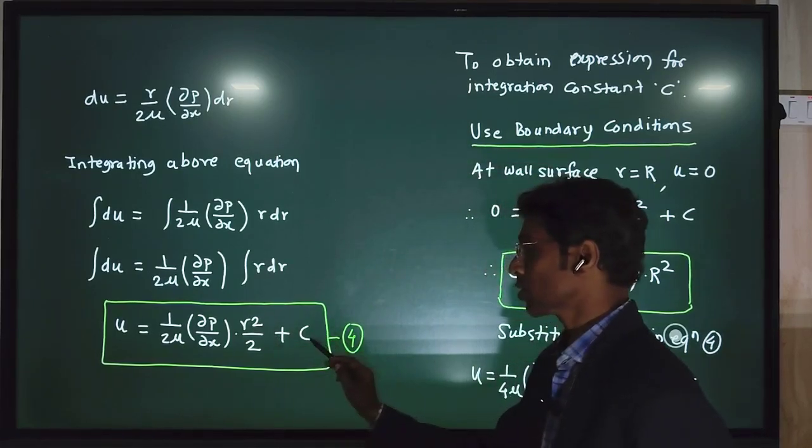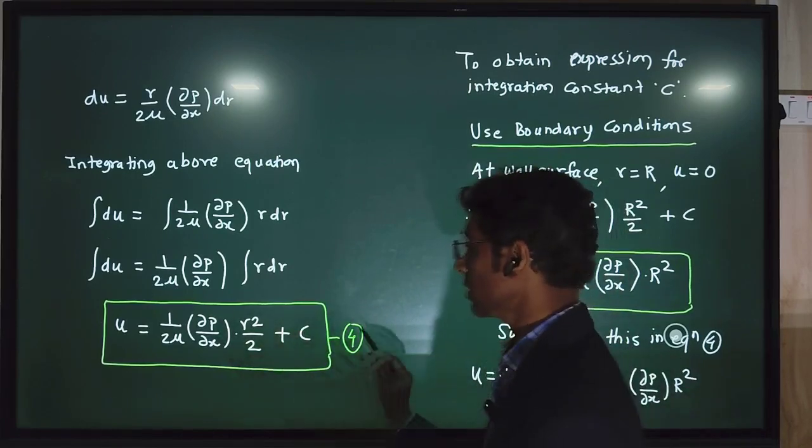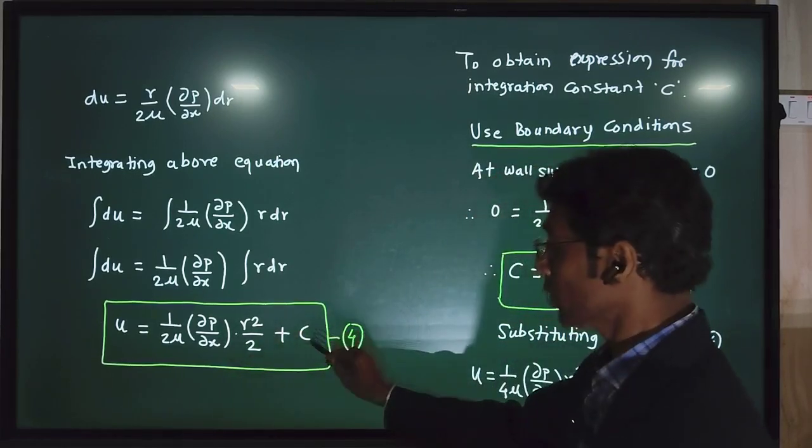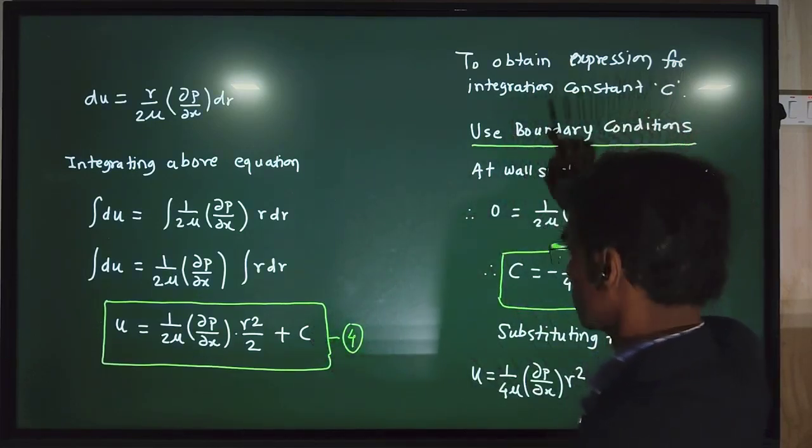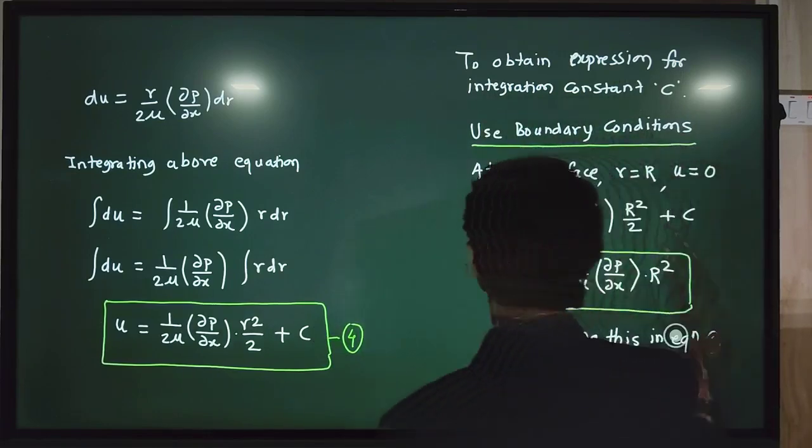This is called the constant of integration. This equation is equation number 4. Now we have to obtain an expression for this c, that is, the integration constant. To obtain it, we use boundary conditions.